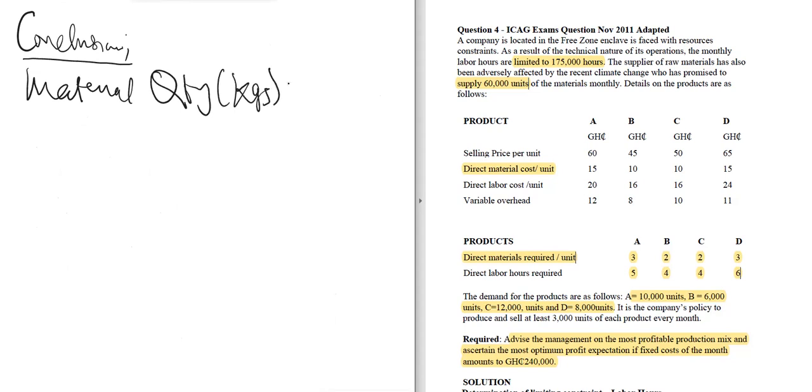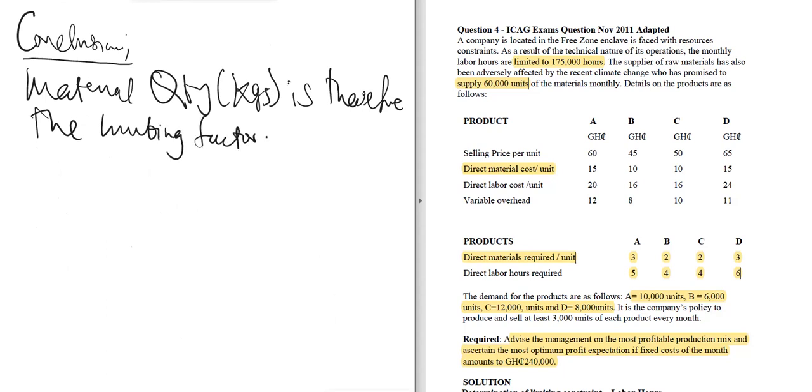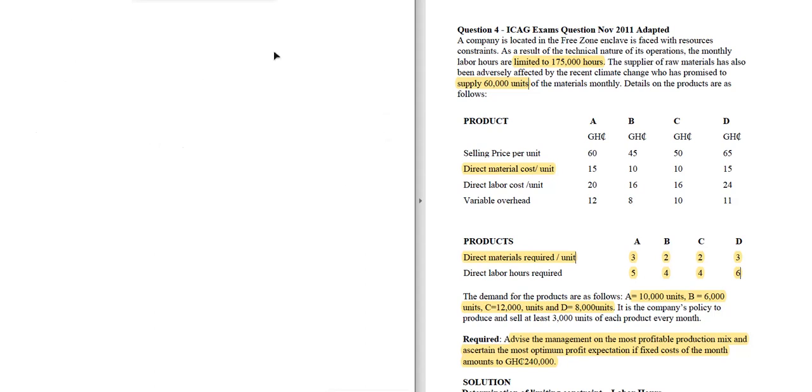So your conclusion from the analysis is that material quantity, which is kgs, is therefore the limiting factor, okay? That's the first thing you do to get your max. Now that I know the limiting factor, I must work everything in line with the limiting factor, okay? So now that I have the limiting factor, the next step is to get my contribution per unit as usual.